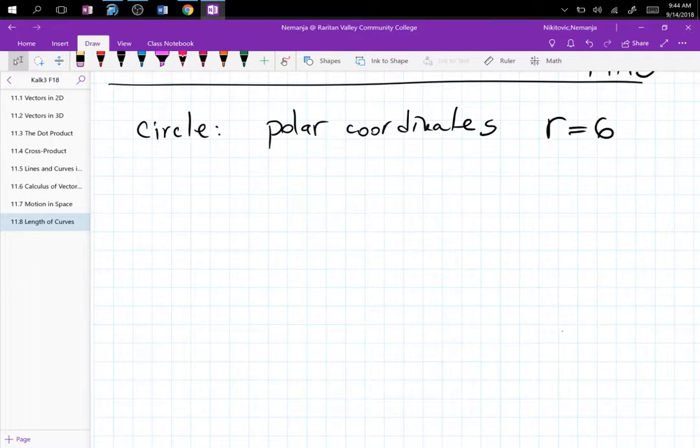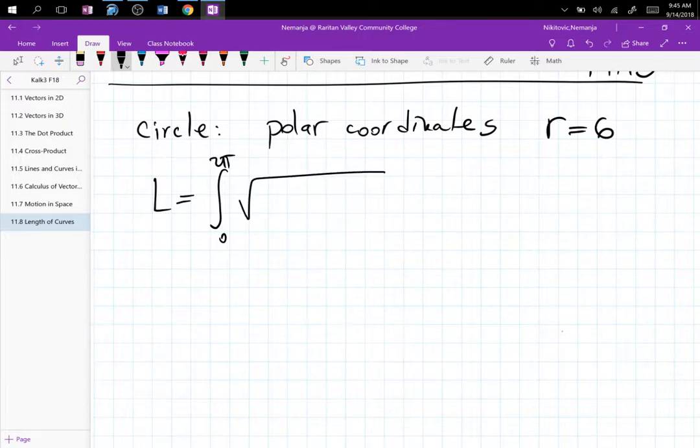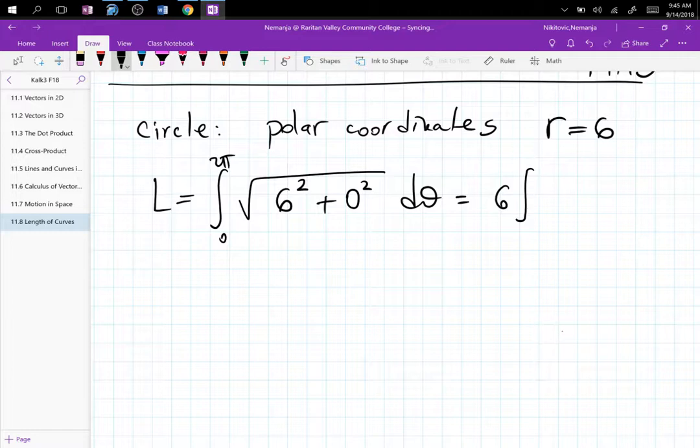To find the length of the curve, or circumference, first of all, we know we have to get 12 pi, right? We do the integral from 0 to 2 pi, because you want the entire circle, of the square root of 6 squared plus 0 squared, because the derivative of 6 is 0 and you have to square it, and then d theta. So what you're integrating is the integral of 6 d theta from 0 to 2 pi, and you get your 12 pi answer. You see how quickly this goes, right?